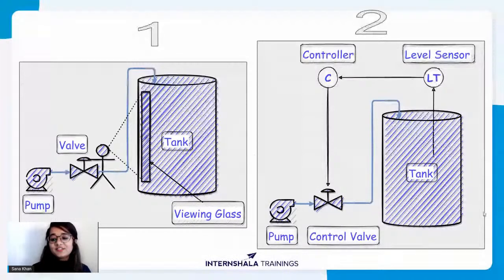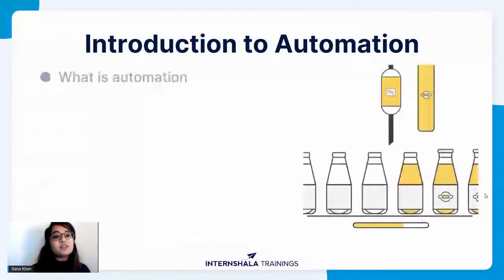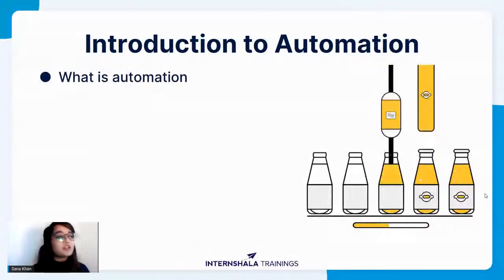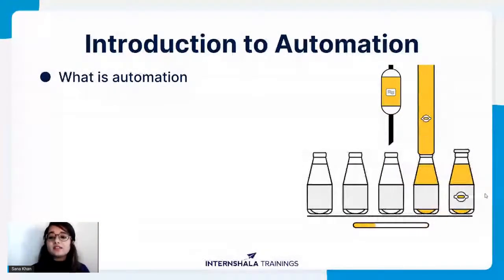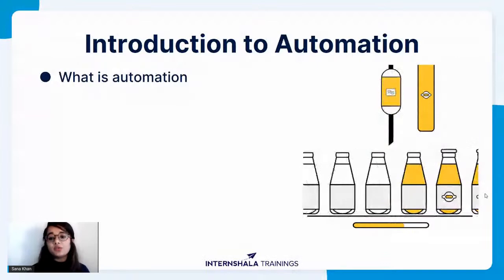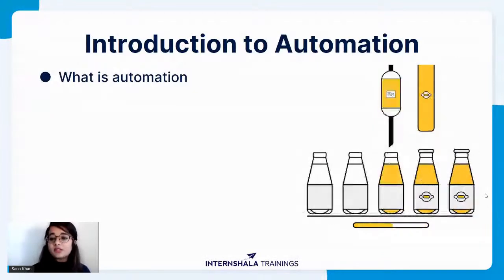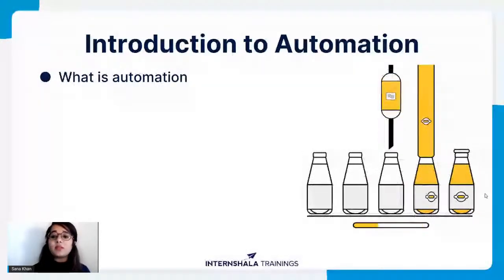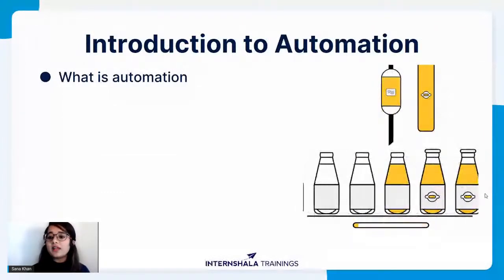So let's discuss more on this and talk about what is really automation. Automation is the use of technology to perform tasks with very less or reduced human intervention. For any process which is repetitive, we will be using automation. As you can see in the image, the automatic bottle filling machine, how easily this has been filling the bottles and putting a lid and a stamp on it.